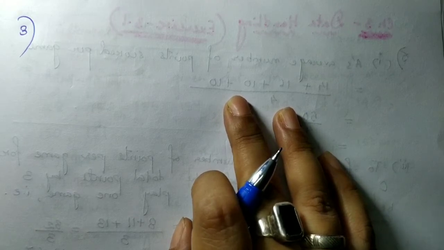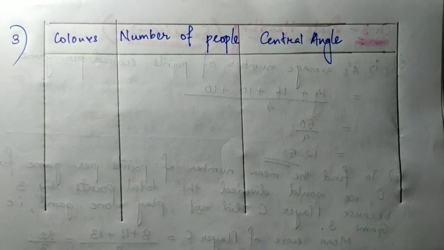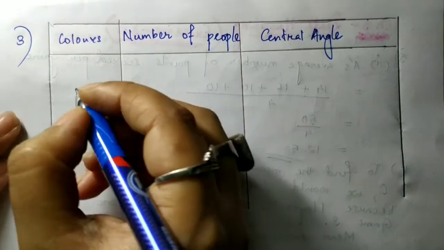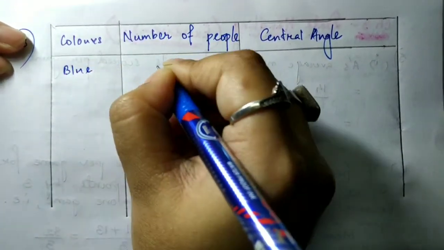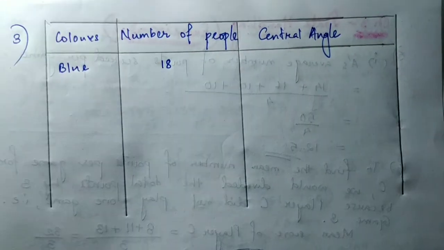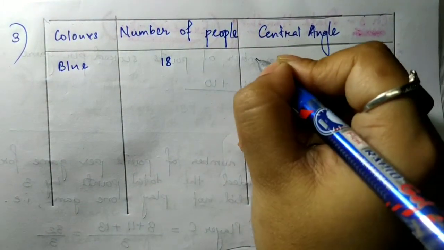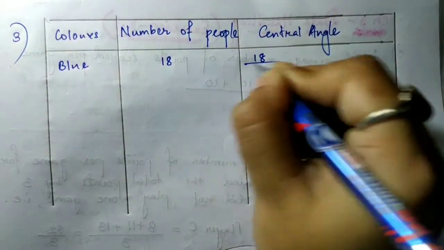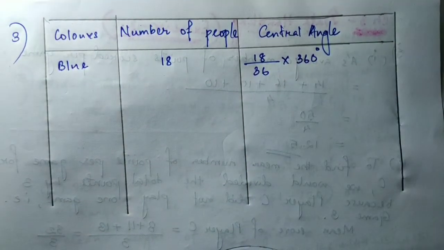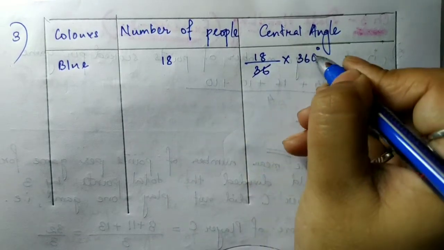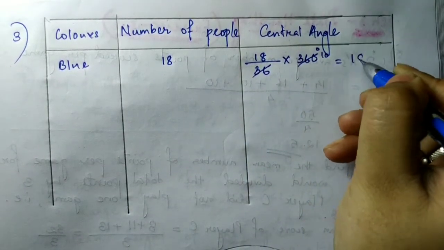Let's make the table as given in the question. We'll make the table now. Let's continue with this. So here the color, first one is blue. Here number of people is given as 18. Okay, and the total down below is given as 36. So 18 by total, 36, into always 360 degree. Remember this. Cancel it out. See, 36 into 10, so it will be 180 degree, right?